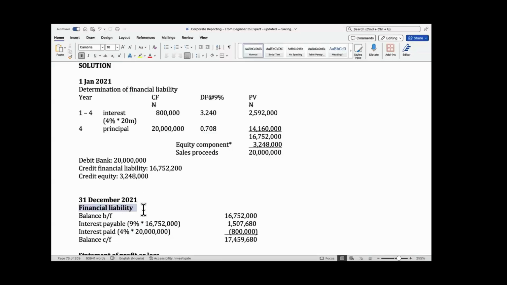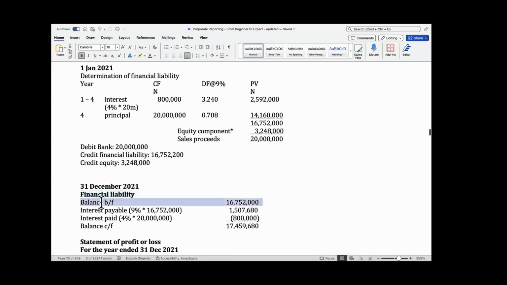the financial liability, like you already learned, is measured at the end of the year at amortized cost, if you remember. And how do you determine amortized cost? The balance brought forward is this. This is 16.7, balance at the beginning. Then, since we have a market rate, that's the effective interest rate. So that will be the interest payable. That's 9% on this 16.7. That's what we'll add. This all goes to P&L.